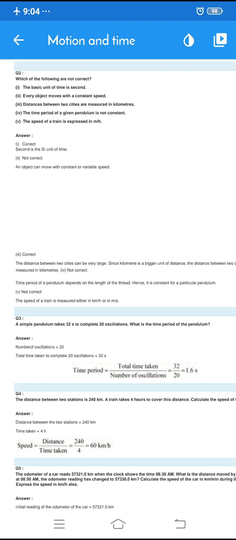Yes, it is right. The time period of a given pendulum is not constant. Of course, the time period may change for different intervals of time, it may change for a different object. Then, the speed of a train is expressed in meter per hour. No, it is in kilometers per hour. So this is the answer here.